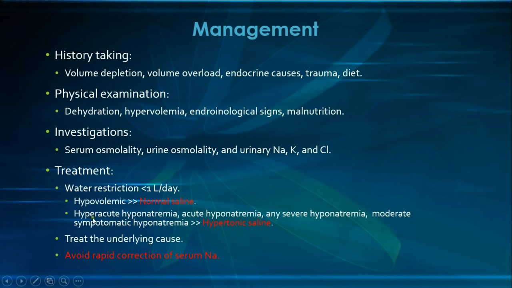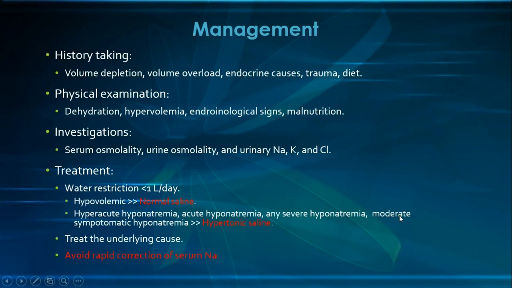And if the patient has certain conditions, you will have to give a hypertonic saline, as in hyperacute hyponatremia, which is hyponatremia arising in several hours. And if you have acute hyponatremia, which is hyponatremia arising in less than 24 hours, or if you have any severe hyponatremia, which is defined as any hyponatremia with a serum sodium of less than 120, and if you have any moderate hyponatremia but it is symptomatic. So a moderate hyponatremia is defined as a serum sodium between 121 to 129, and if the patient is symptomatic, you would give hypertonic saline.